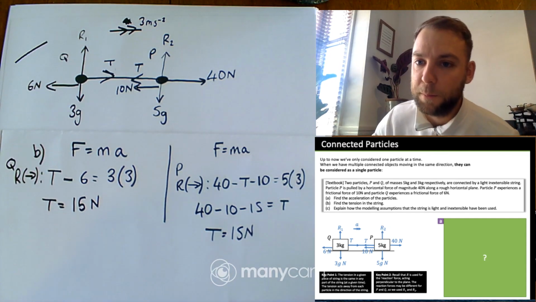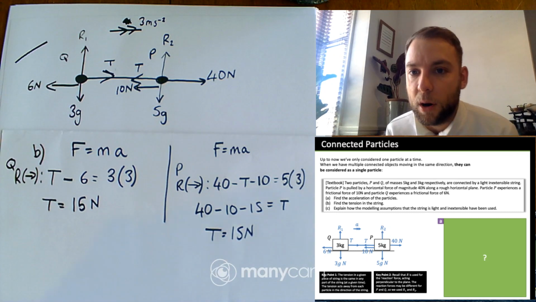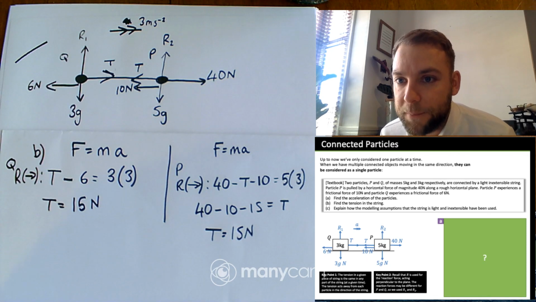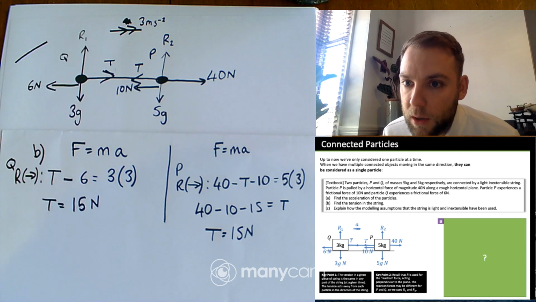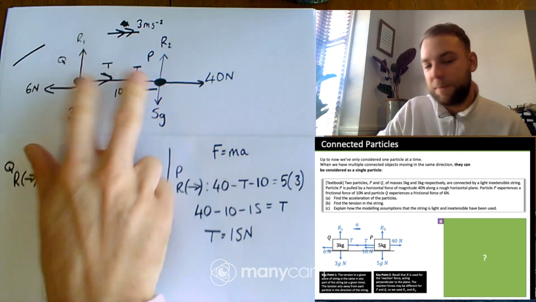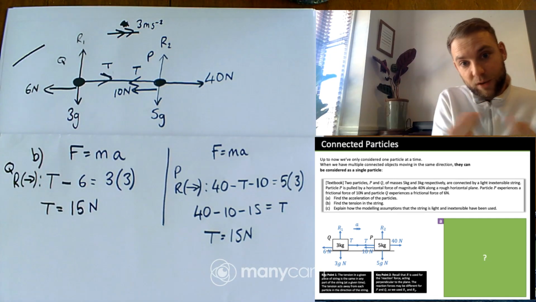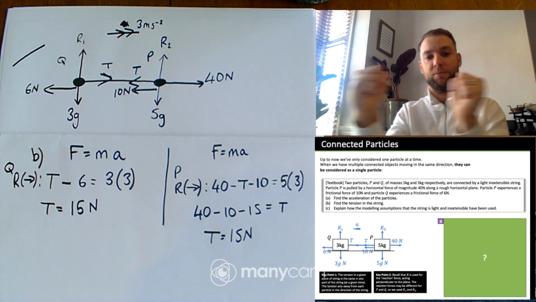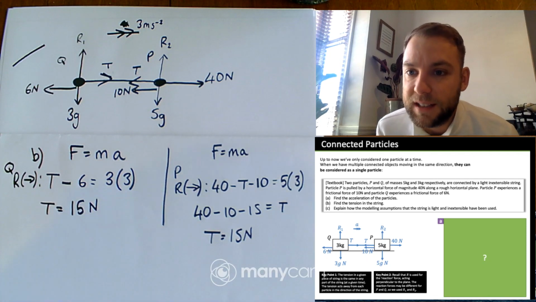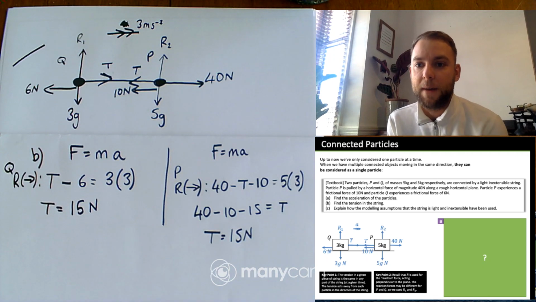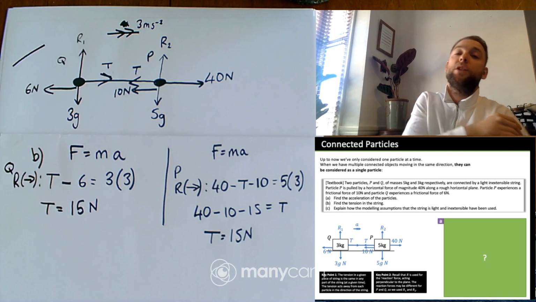So this last little part here says, explain how the modeling assumption that the string is light and inextensible have been used. So inextensible means that the acceleration of this object is the same throughout all of it. Okay, so this basically means the string isn't stretching. And because the string doesn't stretch, it means that when this particle moves, the other particle moves at exactly the same rate. Okay, the fact that it's light means that the tension's the same throughout the length of the string, and that the mass of the string is, we don't think about that.